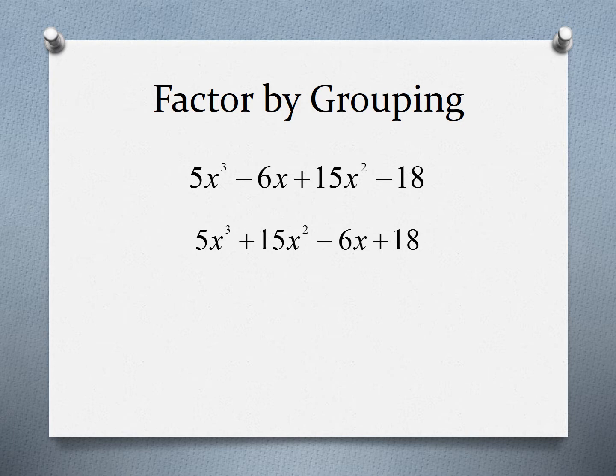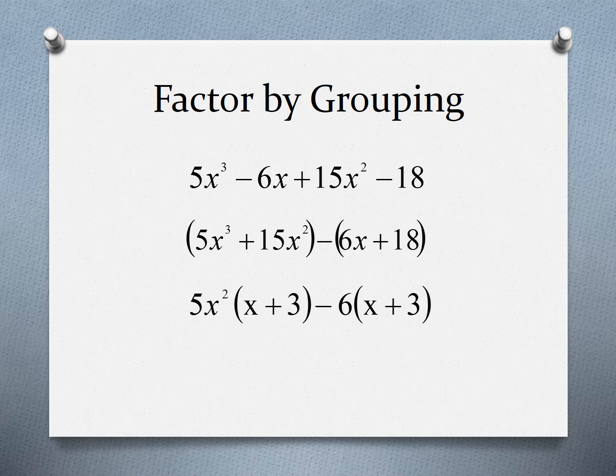So I've rearranged my terms where I've put the 5x cubed and the 15x squared together so that they can share a relationship, and then also the negative 6x minus 18, I put those together so that they can have a relationship as well. Now I may have some success with pulling out a greatest common factor. So let's go ahead and group these terms. So I've got my first set of terms, my 5x cubed plus 15x squared, and I can pull out my 5x squared. And I've got my negative 6x minus 18, and I can pull out a negative 6.